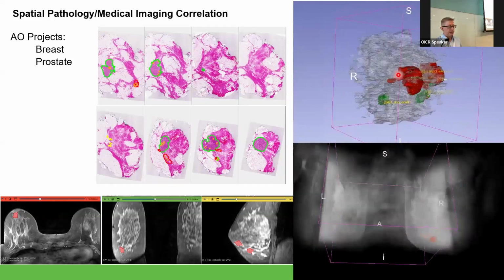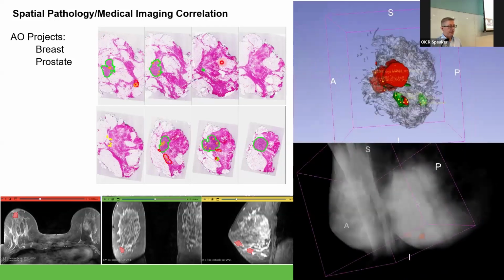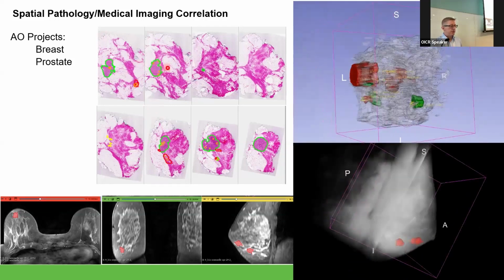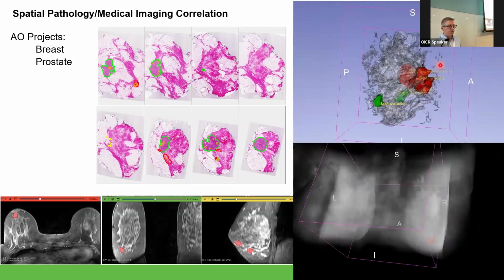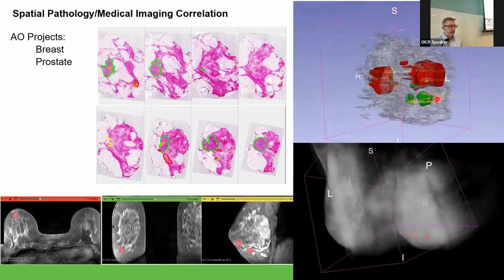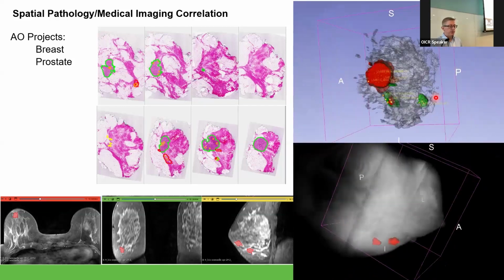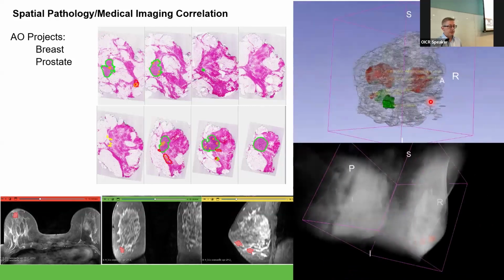On the top right here, this little movie loop spinning through is a rendering of these serial sections, where the serial sections were annotated by a pathologist to indicate sections showing here in the 3D. The red is the invasive disease, with two very distinct foci. And then there are two smaller sections with in situ disease in green.